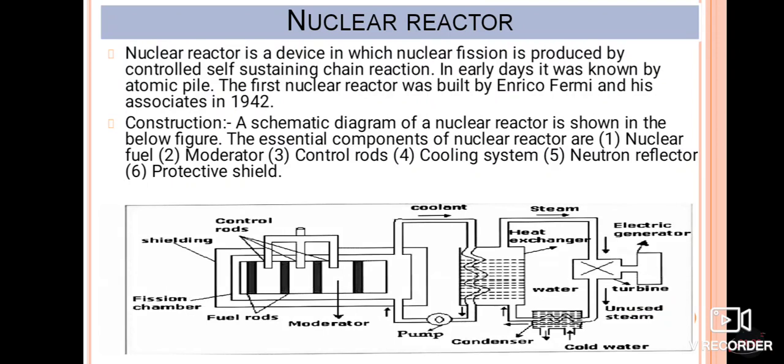In this case, the first one is the fuel, that is the nuclear fuel, shown in the fuel rods. The black color rods you are observing are called the fuel rods or the nuclear fuel. The second one is the moderator. In the diagram you can observe the white patch, that is called the moderator. Next are the control rods, which are above. Similarly, the cooling system, that is nothing but the coolant, pump, condenser, and the cold water, all serve the purpose of the cooling system.